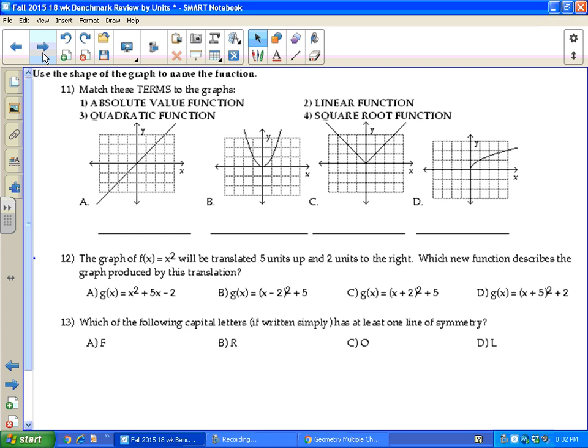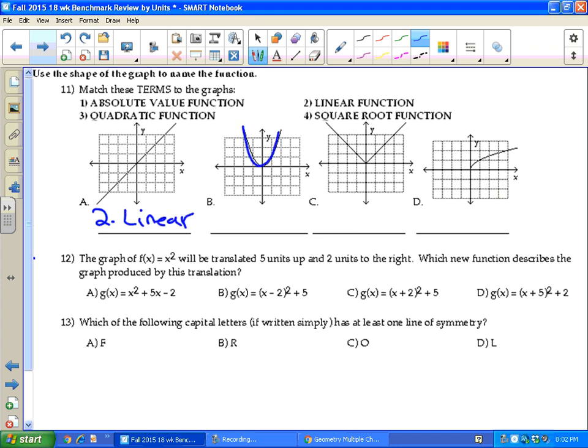Okay, match up these terms. Part A is a straight linear graph. So number 2 is linear. This is a classic U-shaped quadratic graph, which would be 3, quadratic. 4 is that V-shaped graph, classic case for absolute value. Absolute value. And finally, we have the one that's half of a sideways parabola, and that's actually the square root graph. Okay, so that's the square root.